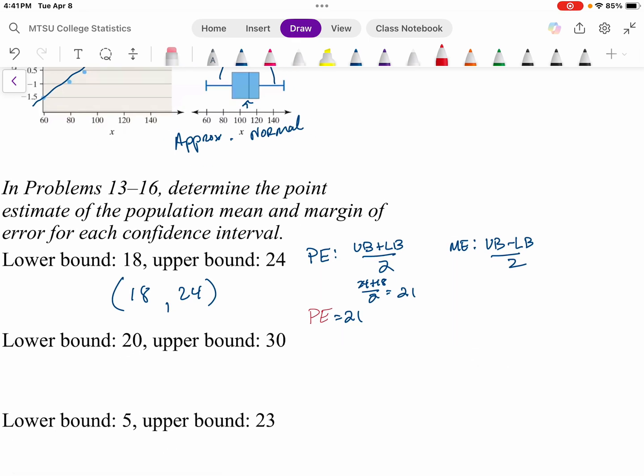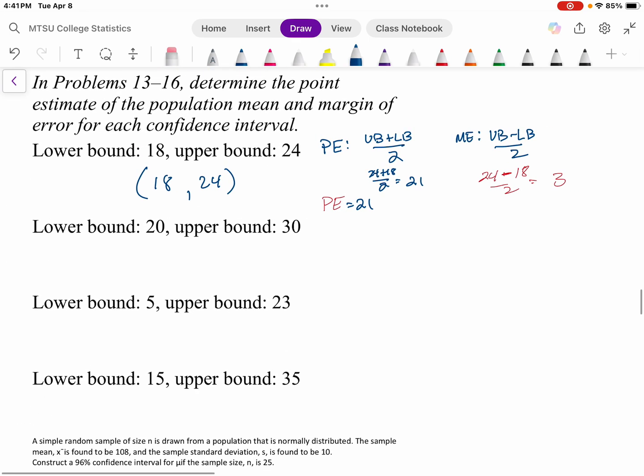What's my margin of error? Then we just go 24 minus 18 divided by 2. So 6 divided by 2 would be 3. That's my margin of error. All right, so now we get a few more of those to practice. And again, if you want to pause, do the rest of these, then turn it back on. Go ahead. I'm just going to go ahead and finish up the way they're there.